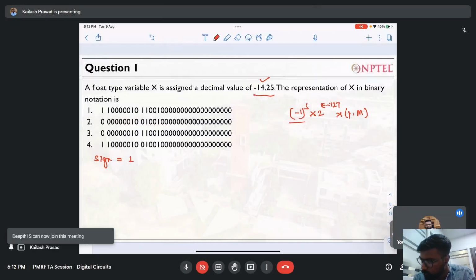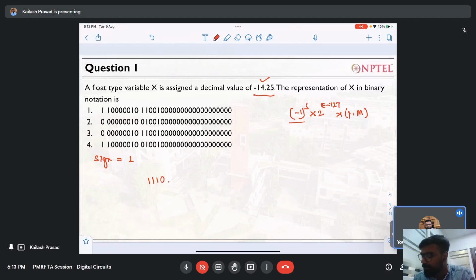1110. So 1110. Okay. Can anybody tell me what will be the binary representation of 0.25? Anyone? 0.01. You're saying like this? Is it what you're saying? 0.01. Okay, that's correct, right?